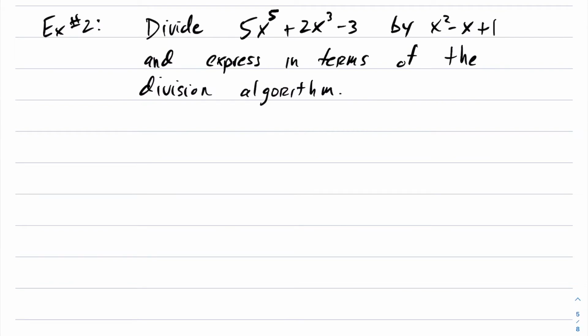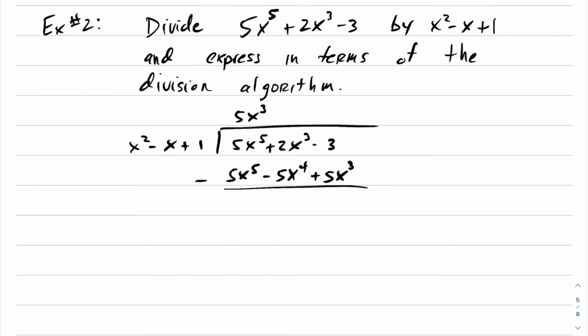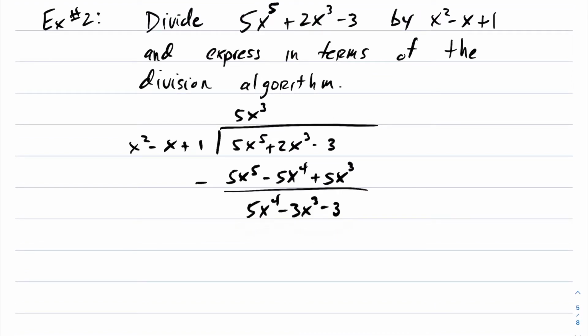In this next example, we want to take a fifth degree polynomial and divide it by x squared minus x plus 1. Let's take a look. Well, the first term we're going to put here is, I need to get a 5x to the power of 5, so by putting here a 5x cubed, you'll notice 5x cubed times x squared gives us 5x to the power of 5. Continuing on, we have minus 5x to the power of 4 plus 5x cubed. Subtracting, we get 5x to the power of 4 minus 3x cubed minus 3.